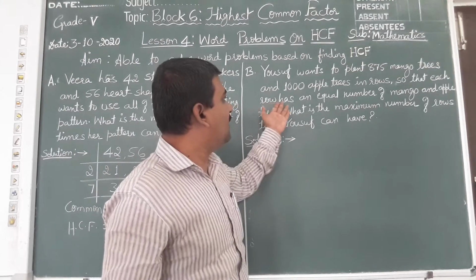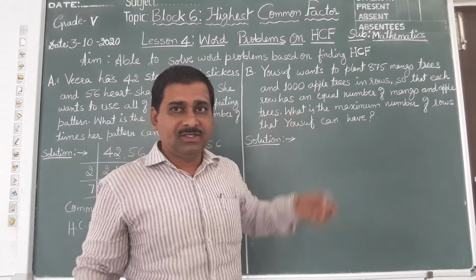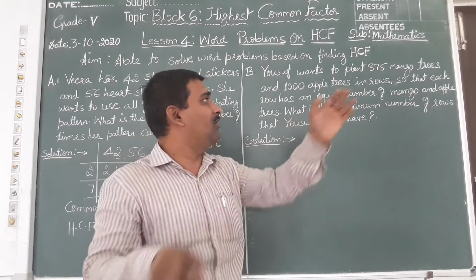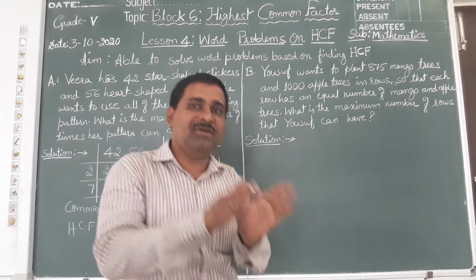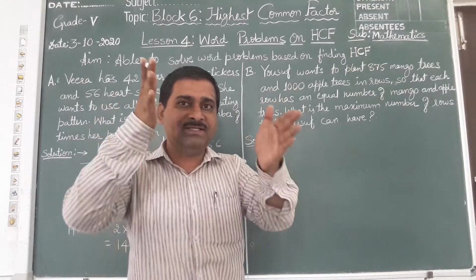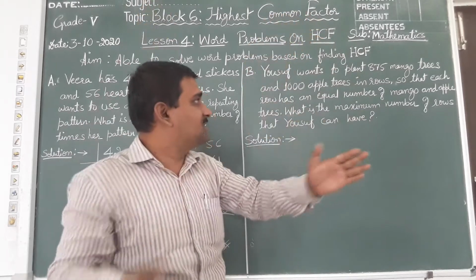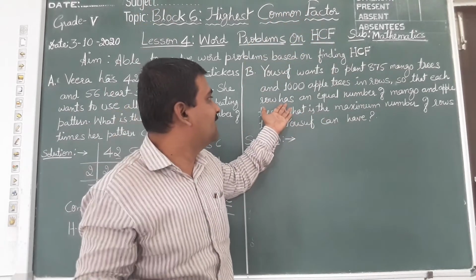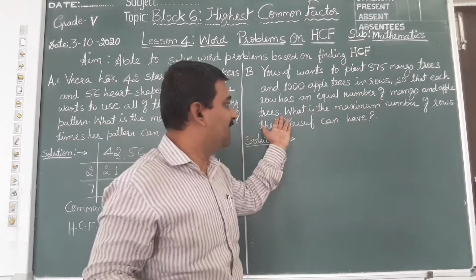So that each row has an equal number of mango trees and apple trees. So in one row, how many mango trees does he want to plant? In the next row also the same number of apple trees. The number of mango trees and apple trees should be equal. In such a way he has planned, so that he has an equal number of mango and apple trees.